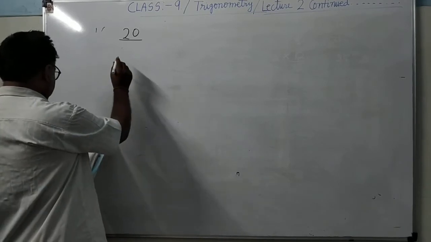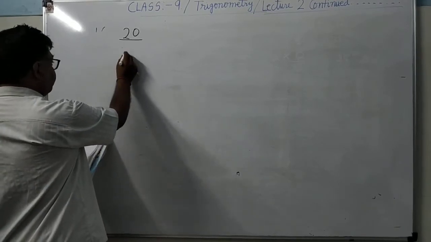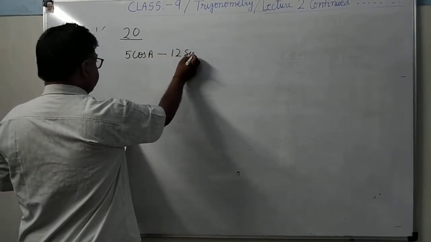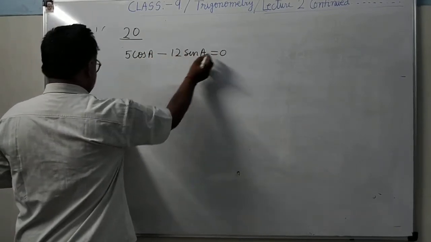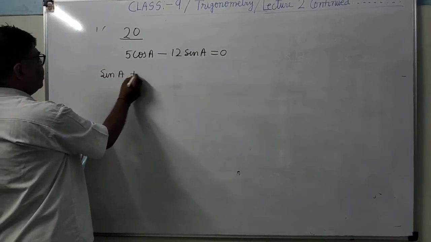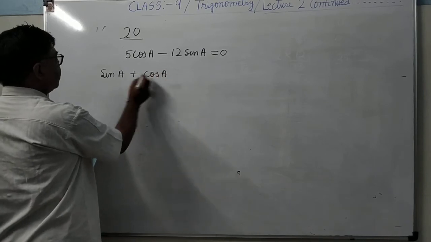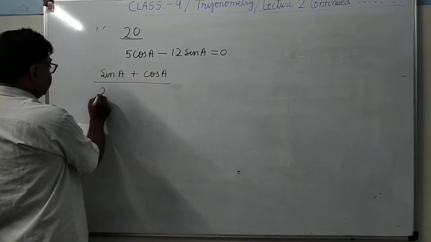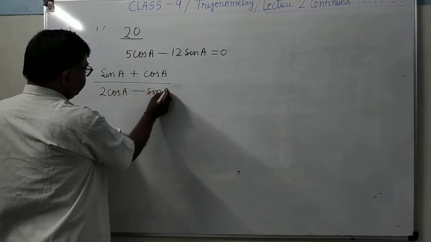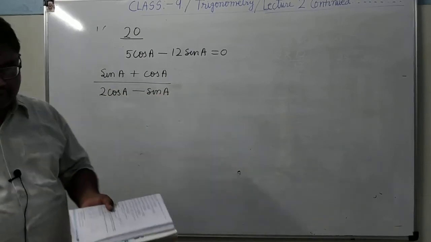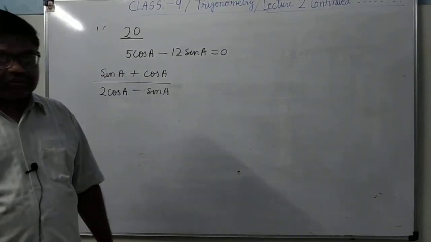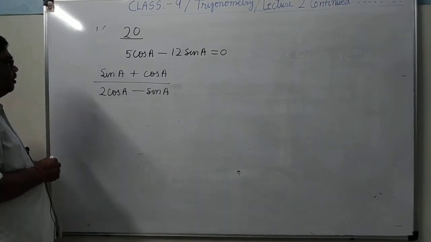So see here, question 20: 5 cos A minus 12 sin A equals 0, and you have to determine (sin A plus cos A) divided by (2 cos A minus sin A). This value you have to find. Now how will you do this question? So I am going to explain.